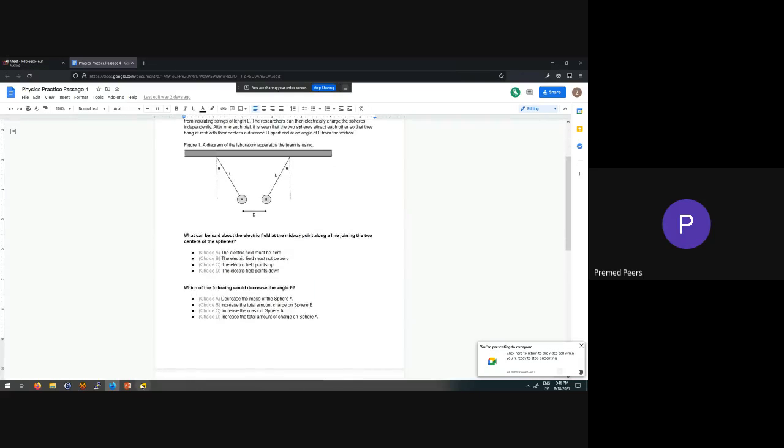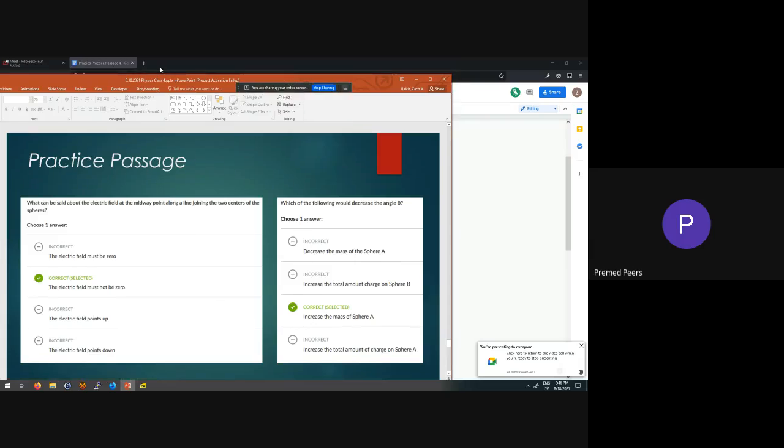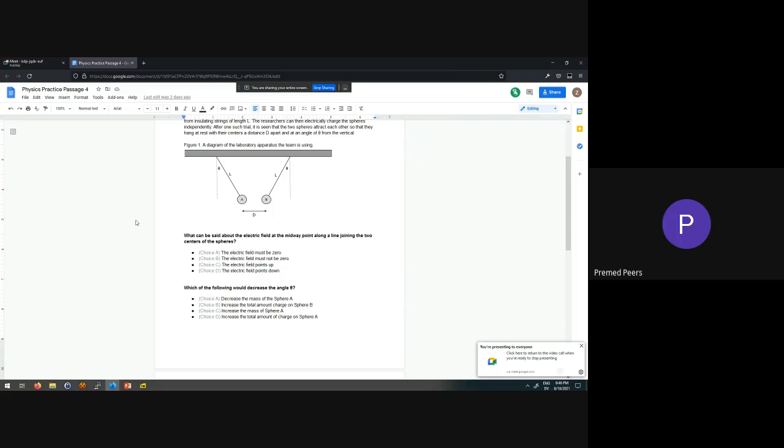Which of the following would decrease the angle? The answer there is to increase the mass. Let's see why. Decreasing the angle, in this context, means that they're getting further apart. You might want to draw a free body diagram and think about what's happening with these spheres. We've got gravity pulling straight down. We've got the electric force, which is equal and opposite on each, pulling them together in a horizontal line. And then you've got the tension in the rope, which is just doing whatever it needs to hold this in equilibrium.